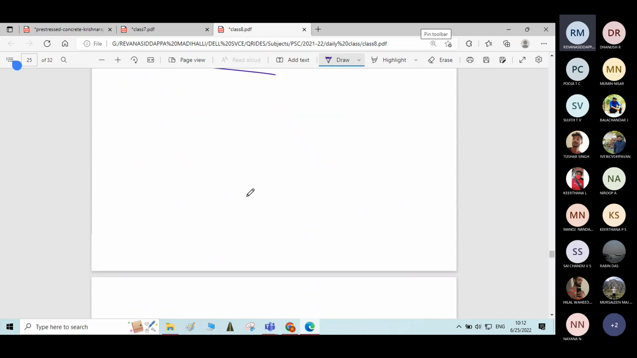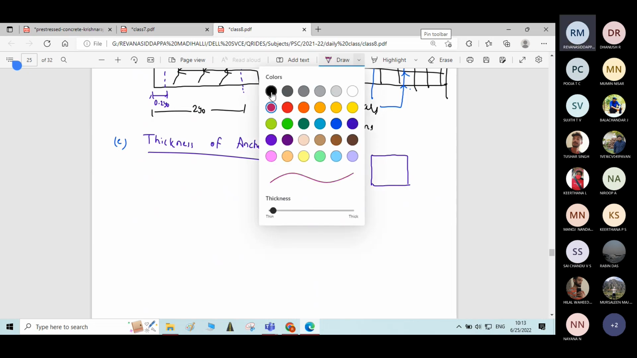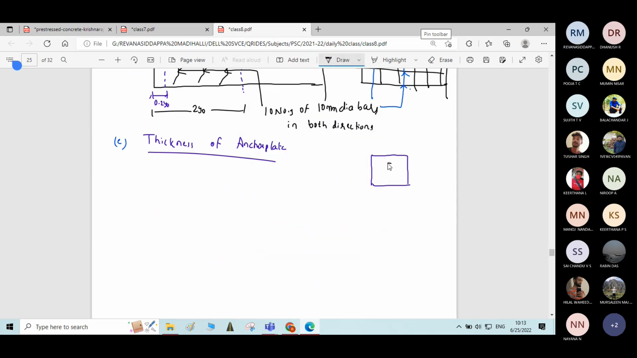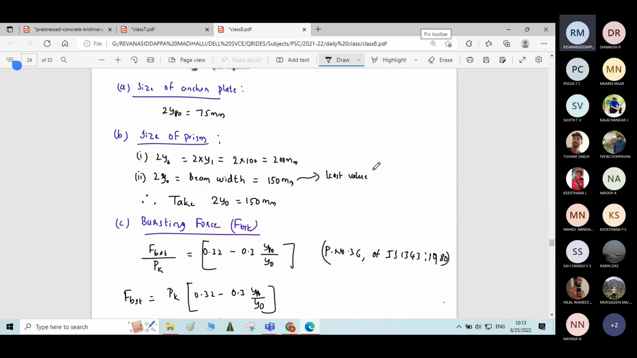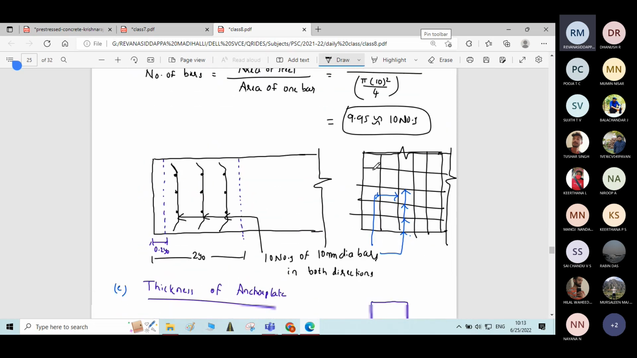Let me draw a small cross section here. So this is the anchor plate. In this we have the diameter of the cone. So the dimension of the anchor plate is how much? It is 75 by 75.